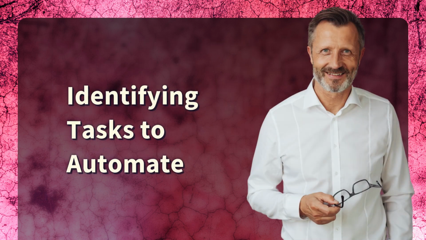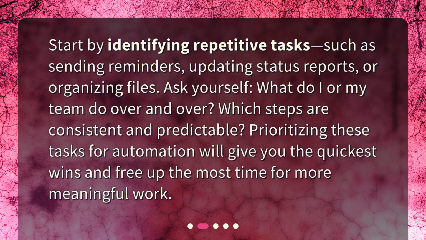Identifying tasks to automate. Start by identifying repetitive tasks, such as sending reminders, updating status reports, or organizing files. Ask yourself, what do I or my team do over and over? Which steps are consistent and predictable? Prioritizing these tasks for automation will give you the quickest wins and free up the most time for more meaningful work.